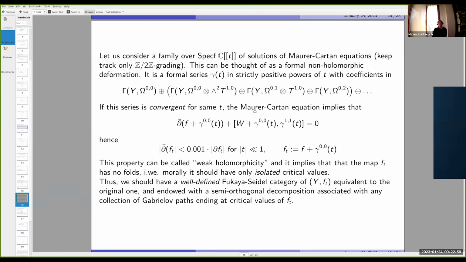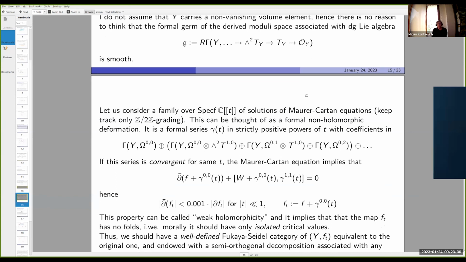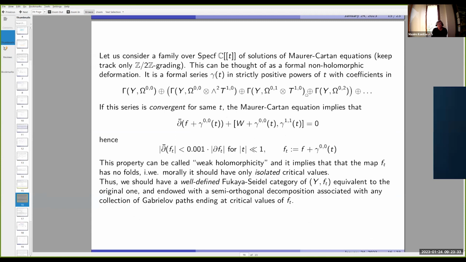And now consider a family of solutions of the Maurer-Cartan equation. Here we keep track only of the Z/2 grading. This Lie algebra has a Z grading, but it's kind of accidental. Morally, it's a deformation of the category of matrix factorizations, which is Z/2 graded. There's no reason a priori for this algebra to be more than Z/2 graded. But because of commutativity, it has some kind of mysterious Z grading. Okay, but let's ignore it. So consider a family of solutions of the Maurer-Cartan equation, purely in the even part.